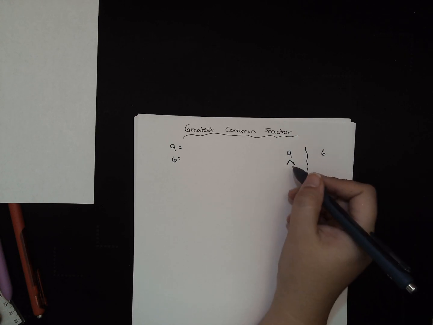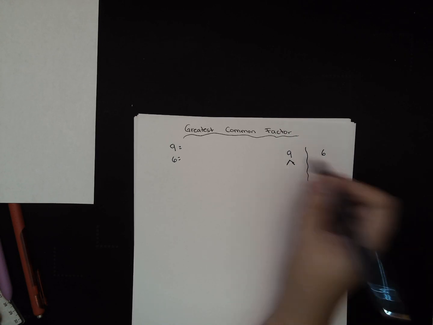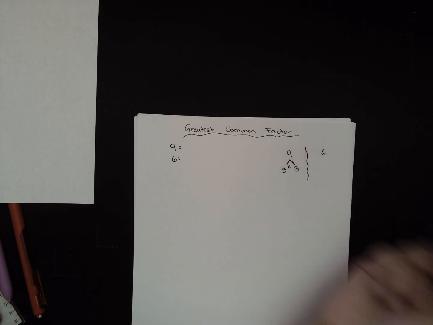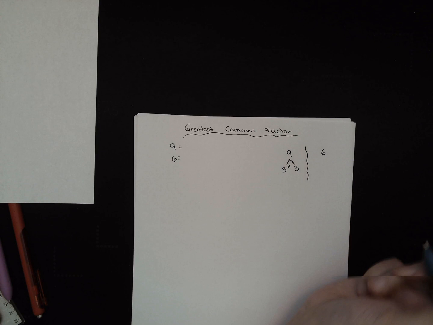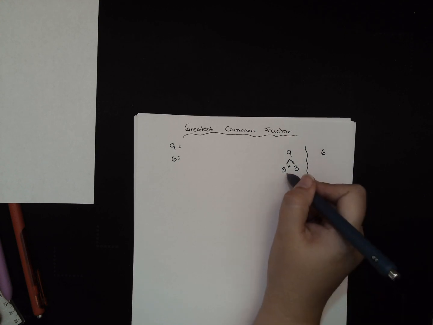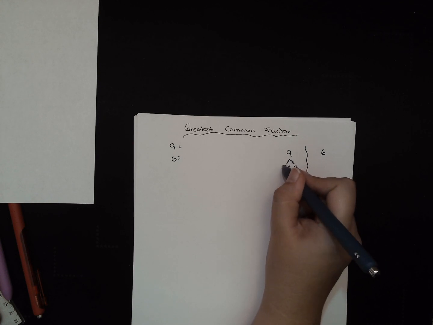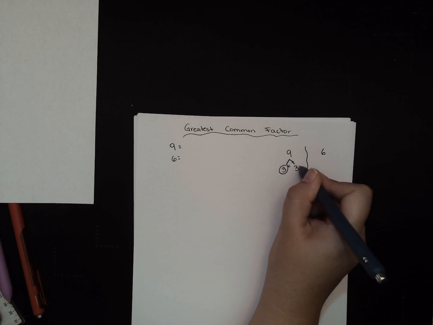I could say it's 3 times 3. So I'm going to put 3 times 3. Now, are there any other two factors that I could multiply and it's going to give me the product of 3? That is not 3 and it's not a 1. If the answer is no, I'm going to circle.